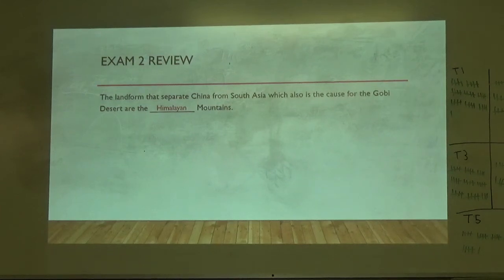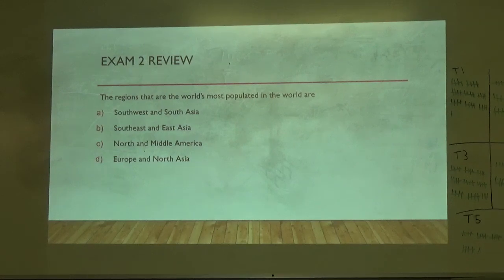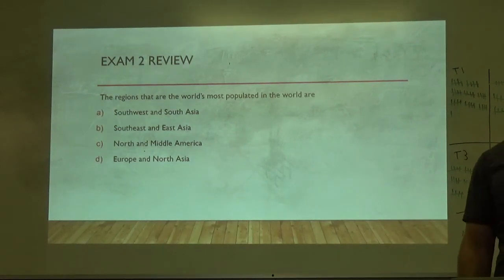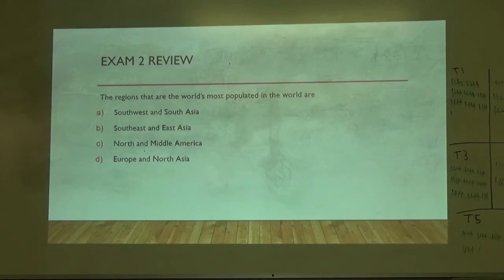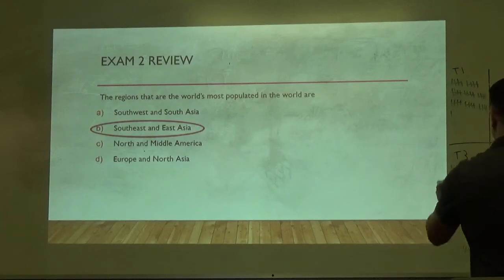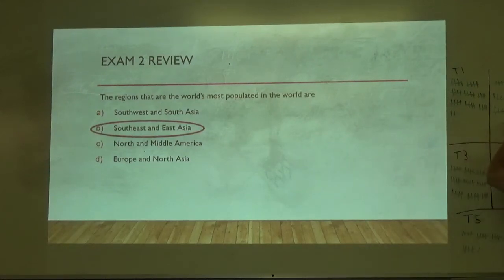The regions that are the world's most populated are, is it A, the Southwest and South Asia, B, Southeast and East Asia, C, North and Middle America, or D, Europe and North Asia? Answers in 3, 2, 1. Who says B? Southeast and East Asia. Absolutely.